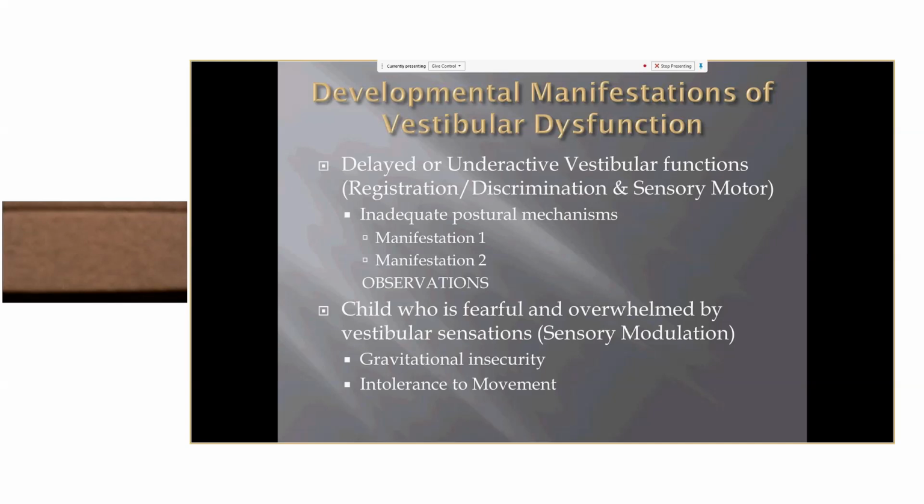So they don't like being picked up. They will not do something as simple as jumping over a line because they don't want their feet off of the ground. So it is one that is more rare. The other one that we see is intolerance to movement, and this one is much more common in our setting. We see a lot of kiddos with this in peds.